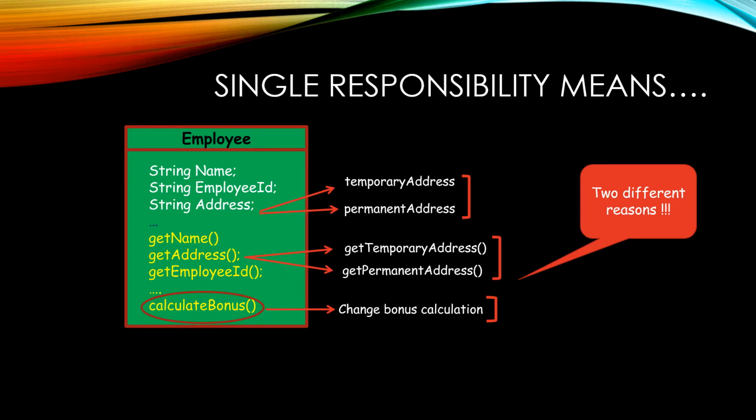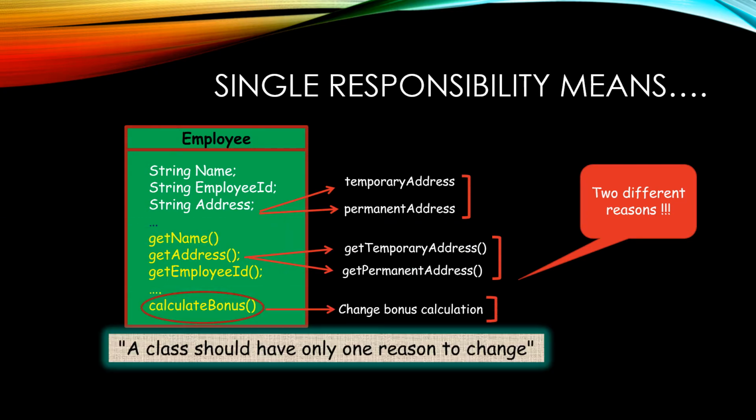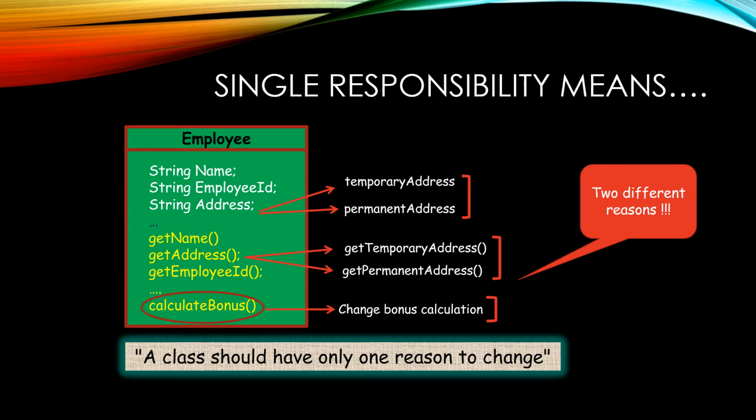Which brings us to another definition of SRP. A class should have one and only one reason to change. So if you observe that a class is changing for different, sometimes unrelated reasons, then you know that the class is violating single responsibility principle.